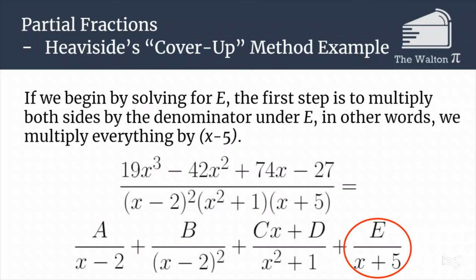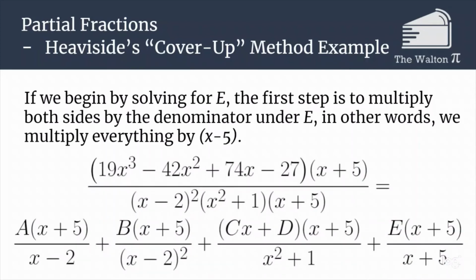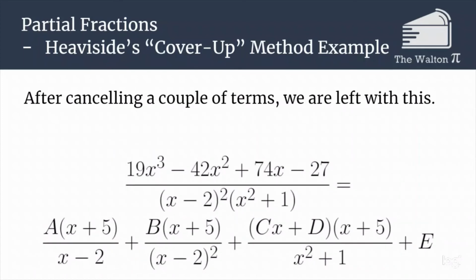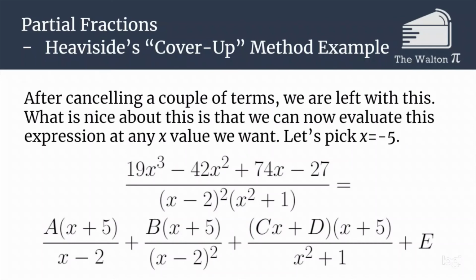So the first step, if we are solving for e, is to multiply everything by x plus 5, the denominator of e. So once we've done that, we can cancel out the x plus 5's here, and we are left with this. So at this point, we are basically saying, well, great, what are we supposed to do here? Well, the nice thing is we have an x plus 5 in a bunch of the terms still. So let's plug in x equals negative 5. The reason we can do this is this equation is true no matter what value x takes. So let's plug in an x value that makes a lot of the terms go to 0.